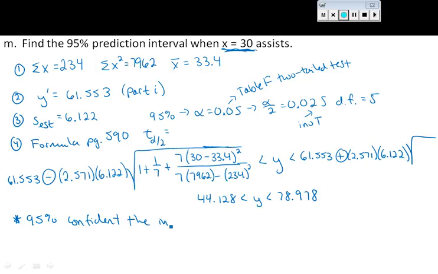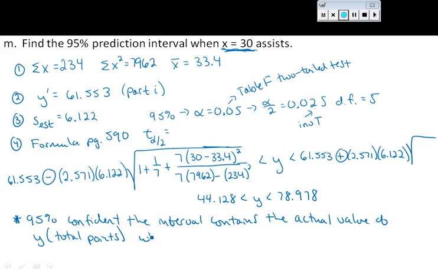the interval contains the actual value of y, which is our total points, when x equals 30, and that's our assists. Just wanted to leave it kind of generic in there, and then make our labels in the parentheses so it's specific to the example. That's what this prediction interval is representing for us.